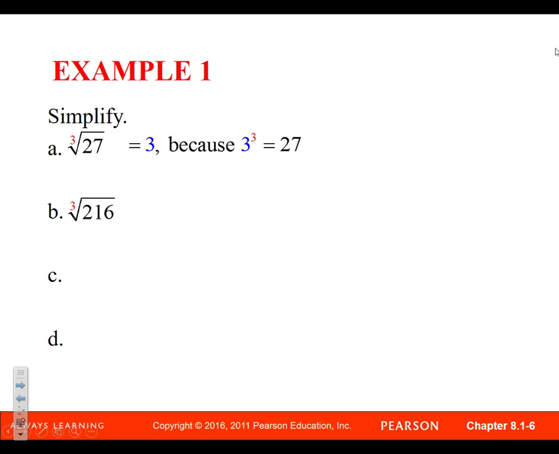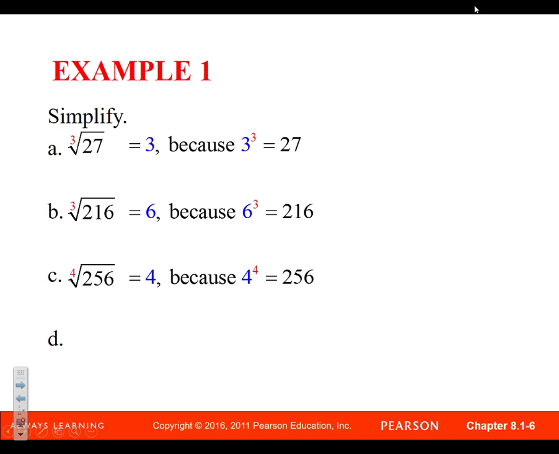You guys stop and take some notes, please? Thank you. 9? 6. How about this one? The fourth root of 256. 8. Oh, 4. I thought it was 8 too, but it's 4.